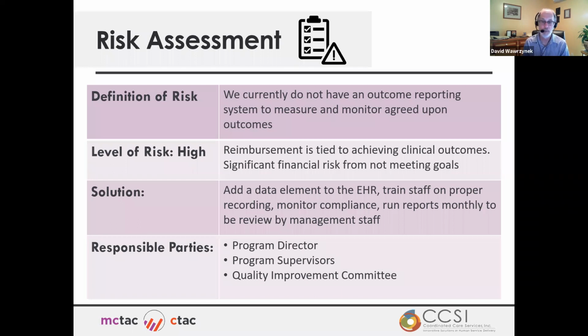And how do you do that? You run reports monthly. You review it. You have a quality assurance team. You pivot back. You make changes. You continue to monitor it. And Tricia will be talking a little bit about quality assurance a little bit later. And then the final thing is who's responsible. Somebody's got to be responsible for this. In this, we have our program directors, our program supervisors, and our quality improvement committee as being primarily responsible.